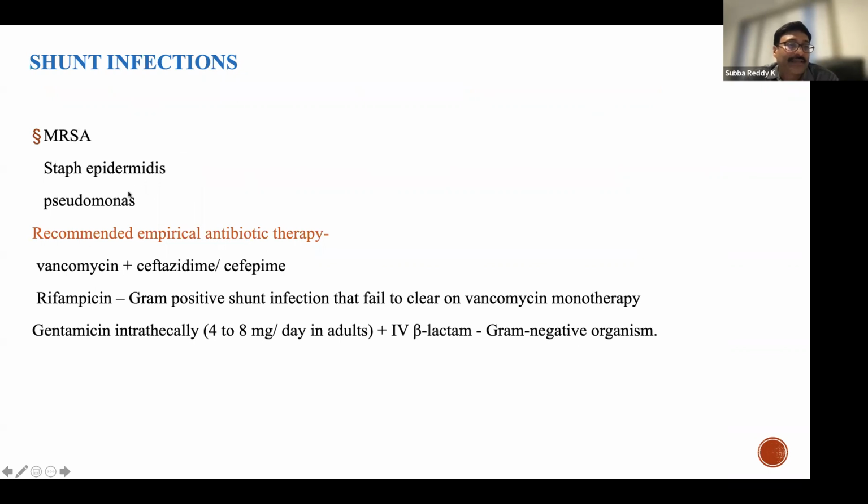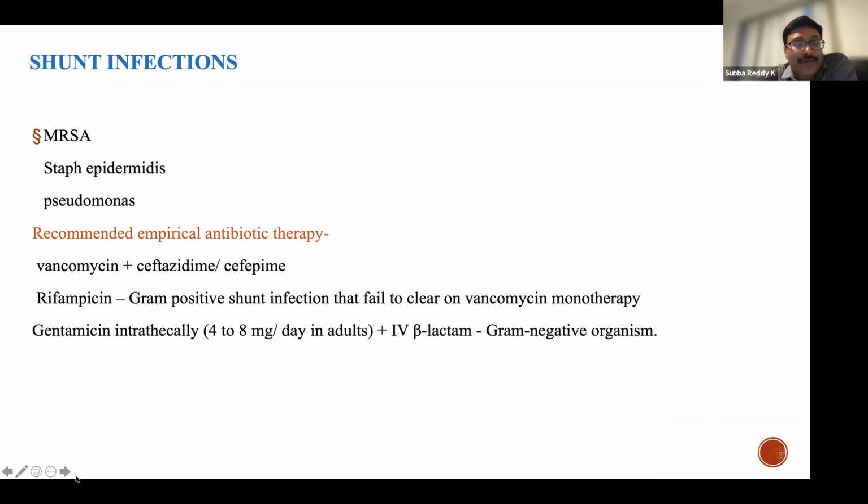So MRSA, Staph epidermidis, Pseudomonas in the Western world, but MRSA incidence is low in our country. The recommended empirical therapy will be ceftazidime or cefepime plus or minus vancomycin; rifampicin for gram-positive shunt infection that failed to clear with vancomycin. But don't use rifampicin without evidence, because rifampicin we use for TB treatment in our country. Otherwise, the TB bacteria will develop resistance if we use rifampicin without much evidence.